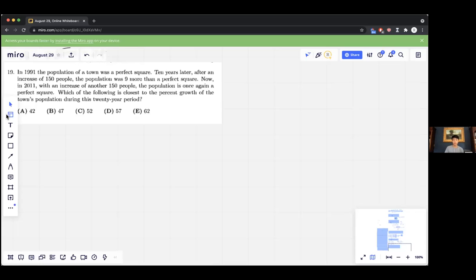So how do we approach this? Well, we first say that in 1991, the population was k squared for some integer k. And then 10 years later, in 2001, the years don't actually really matter, the population was k squared plus 150. And then in 2011, the population is k squared plus 300.